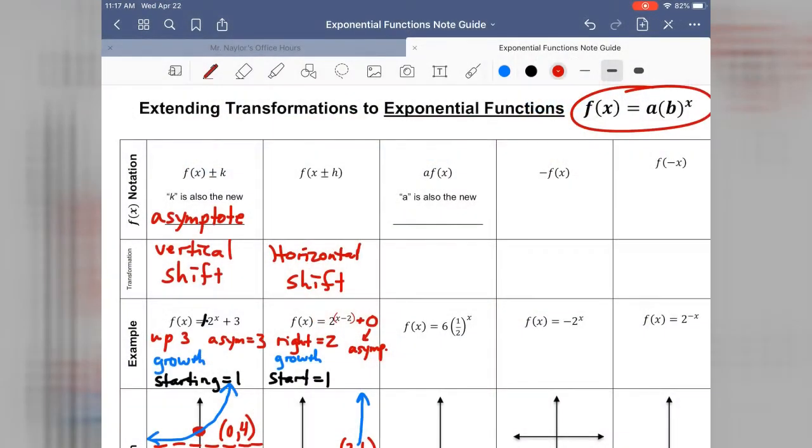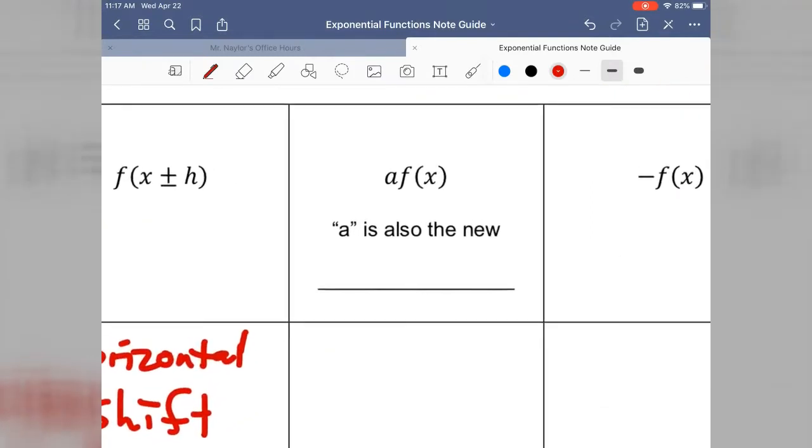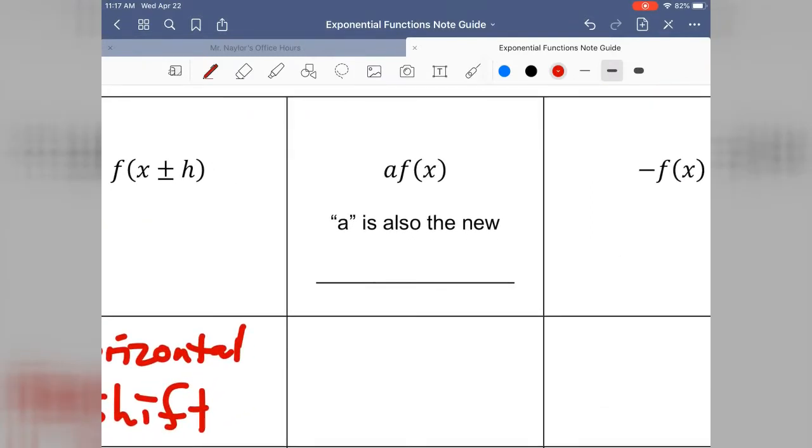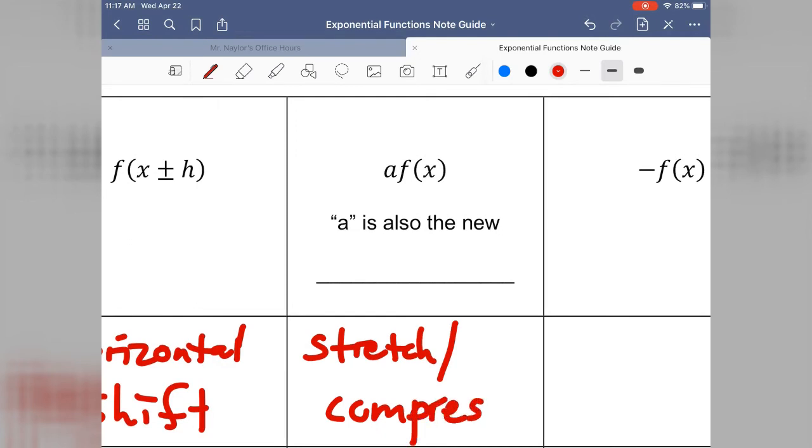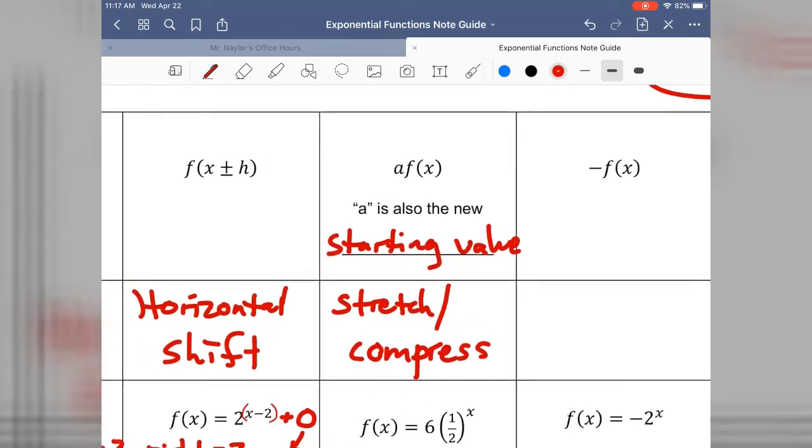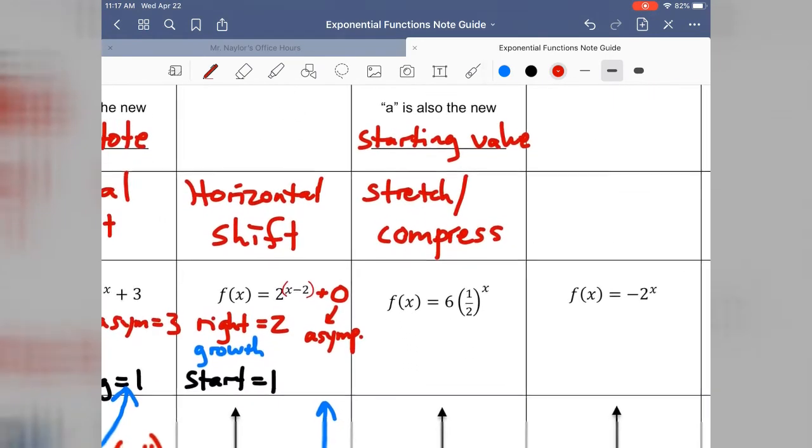If you multiply a number to the front of a function, we've already determined that that's always going to either stretch or compress the graph. If you multiply a number like a to the front of a function, it's always going to stretch or compress the graph. But we've also learned in this unit that a becomes what's known as the starting value. And so a can actually change 2 parts of the graph. It changes where it starts, and it also changes its stretch or compress.